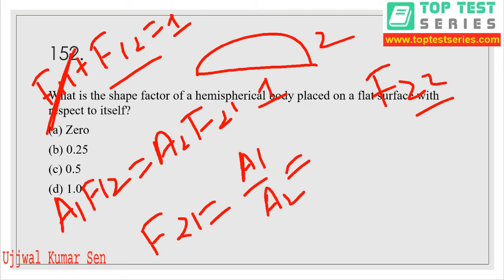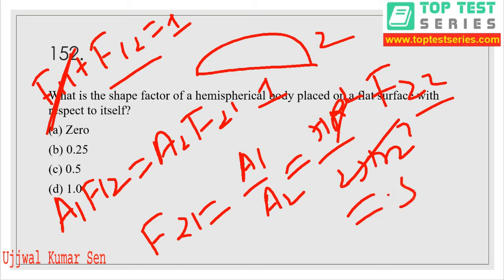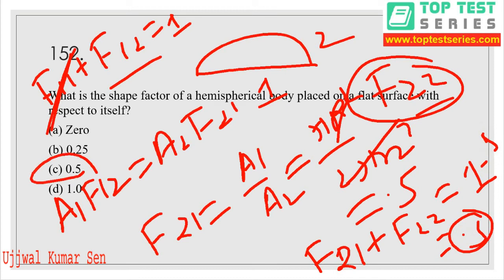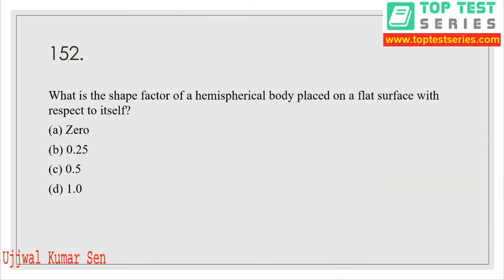A1 is what? Pi r square. And A2 is what? Hemisphere. That means half of the sphere, 2 pi r square. So it is what? 0.5. We have to find out F22 because the question is asking for that. So what we can say? F21 plus F22 is equal to 1, my dear. So F22 is equal to 1 minus 0.5, which is 0.5. So option C is the correct answer for this question.